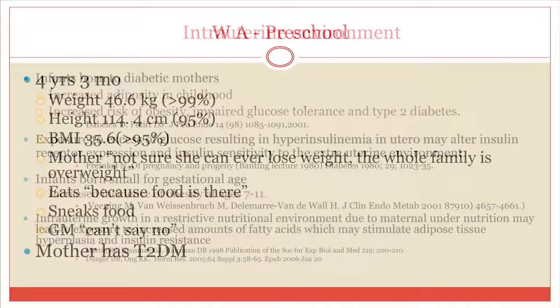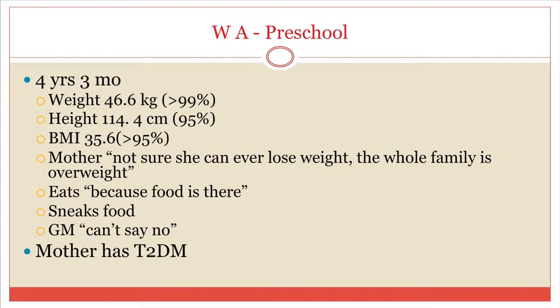So in preschool, she was still at a high BMI. Mom's response to bringing her in, and she had episodic care, unfortunately, was that she's not sure the child can ever lose weight because the whole family is overweight. She eats because food is there. She sneaks food. Grandma can't say no. So you have a sort of behavioral phenotype here that is not unfamiliar to most of us, and that was at preschool.